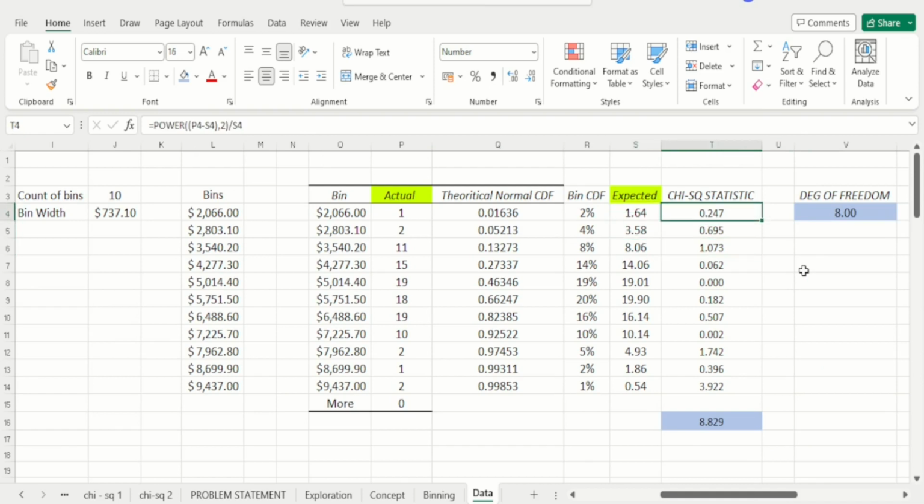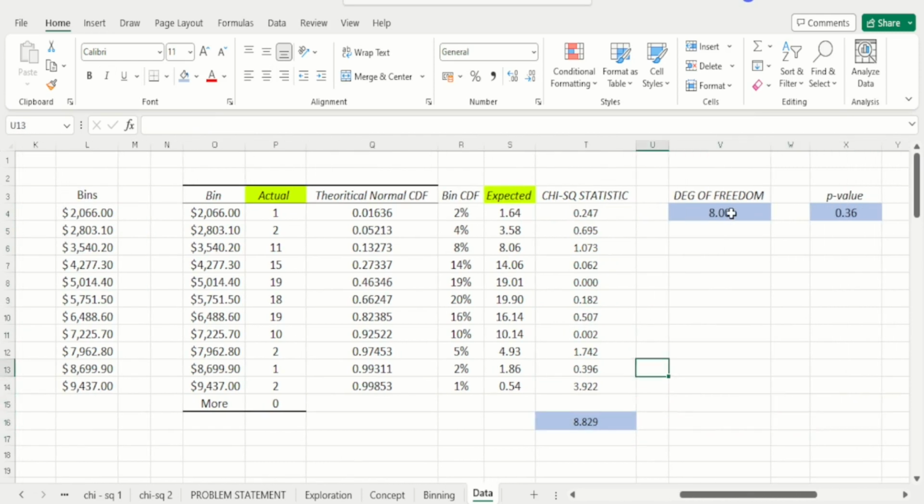Using that, we then came to the question of calculating the chi-square statistic. Remember, the chi-square statistic in this case is the square of the difference between the expected and the actual, divided by the expected. When you sum it up, you'll get the chi-square statistic for the entire population.